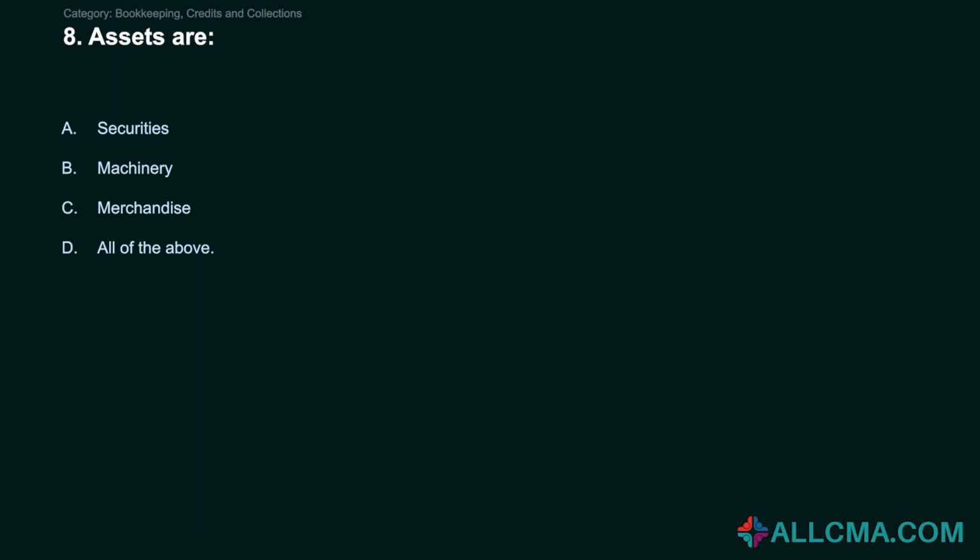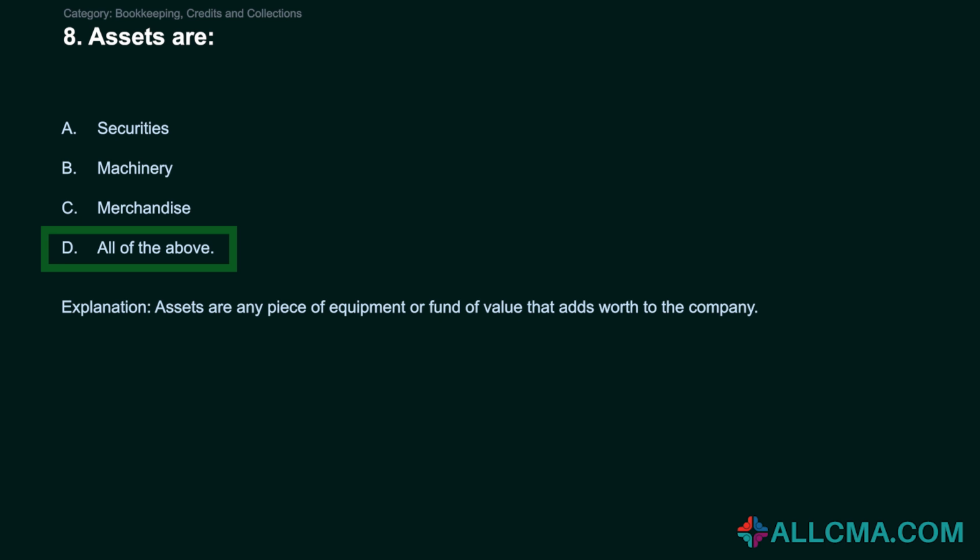8. Assets are: A. Securities. B. Machinery. C. Merchandise. D. All of the above. Correct answer, D. All of the above. Assets are any piece of equipment or fund of value that adds worth to the company.